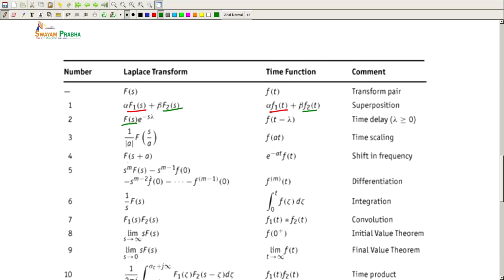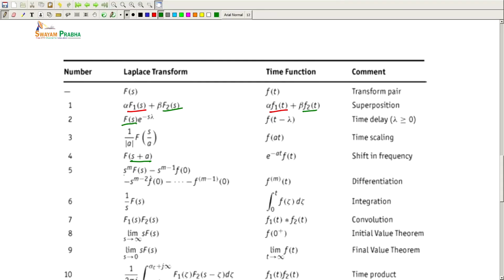Say I have a shift in frequency where I add a variable, s plus a, then correspondingly in the time domain I will get f of t, but that will be multiplied by an exponent e to the power minus a t. Now, the most important property which we will see is what happens when I differentiate a time domain signal, what will be the corresponding Laplace transform.